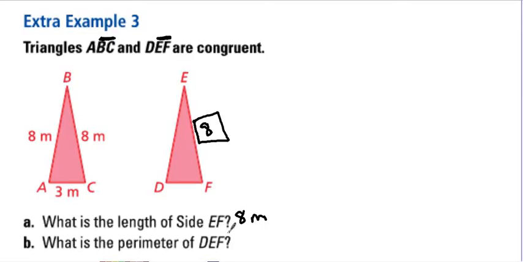And to find the perimeter of DEF, we know segment AC corresponds with segment DF, so that's a 3. We know segment AB corresponds with DE, and because they're congruent, that's also an 8. So we add up all our sides. 8 plus 8 is 16, plus 3 is 19. So our perimeter is 19 meters.